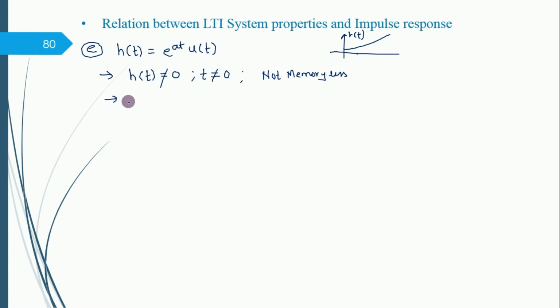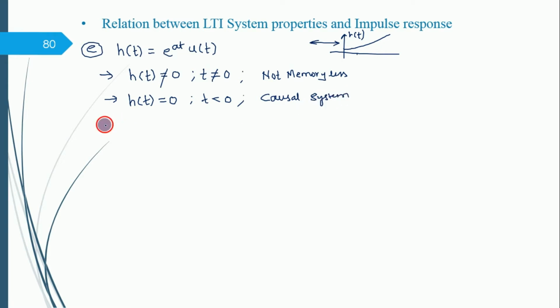Next, I need to check the causality. Causality's condition is h of t should be 0 for t less than 0, meaning it should not depend on any future values. Future values are present on this side, so you don't have any values present here. Hence, I can say this is a causal system, because it does not depend on any future value.